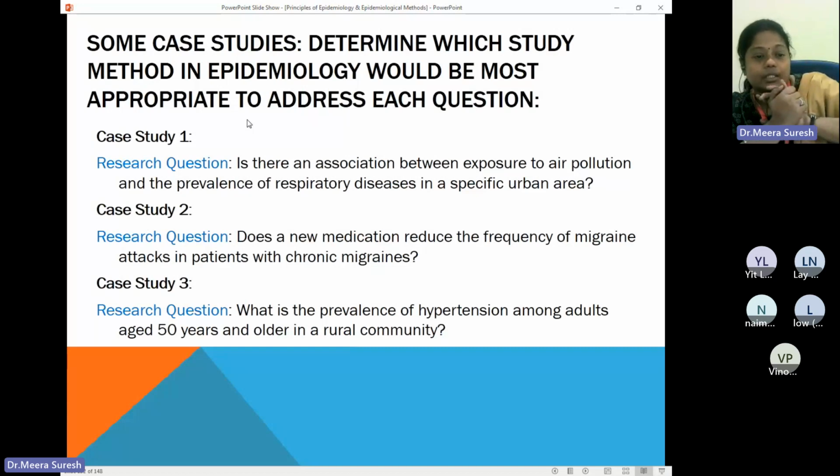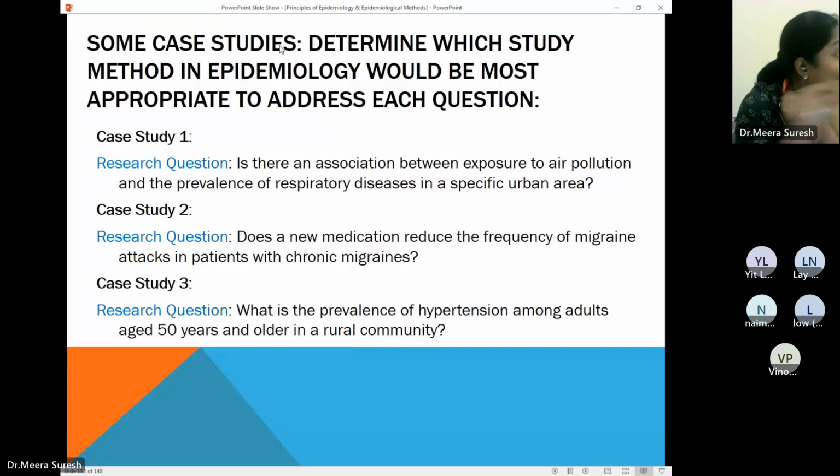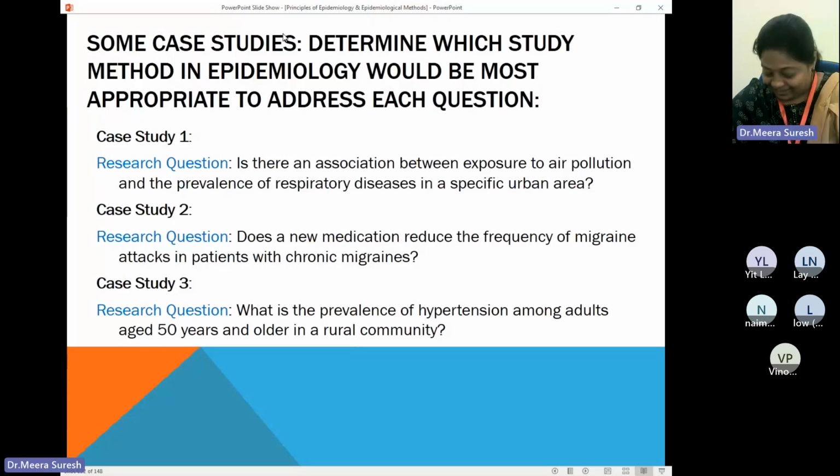For the first study, research question, I want each one of you to answer. Is there an association? So the first question is: is there an association between exposure to air pollution and the prevalence of respiratory disease in a specific urban area? So this is the research question. I want one of you to answer what study you are going to do over here.